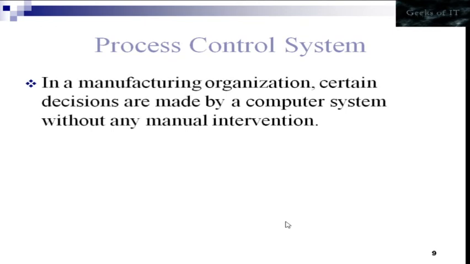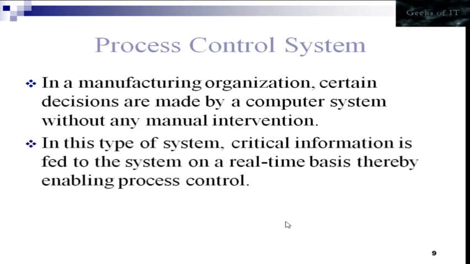In a manufacturing organization, certain decisions are made by a computer system without any manual intervention. In this type of system, critical information is fed to the system on a real-time basis, thereby enabling process control.